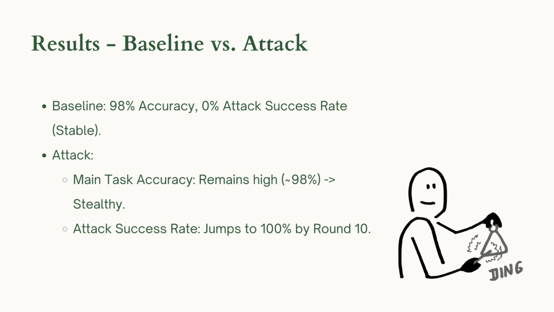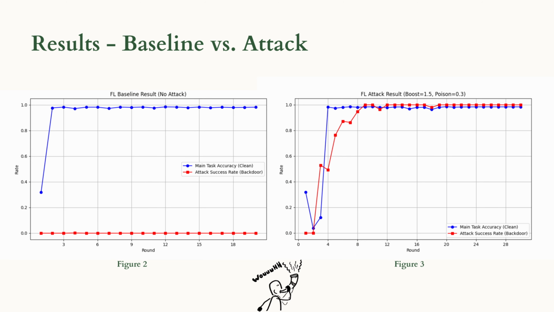Here are the results. On the left, referring to Figure 2, the baseline model performs normally, reaching 98% accuracy with 0% attack success. On the right, referring to Figure 3, we see the attack scenario. The blue line represents normal accuracy. It stays high at 98%, meaning our attack is stealthy. However, look at the red line. The attack success rate jumps to 100% by round 10. This proves we successfully took control of the model for specific inputs. And those are the Figure 2 and 3 pictures.